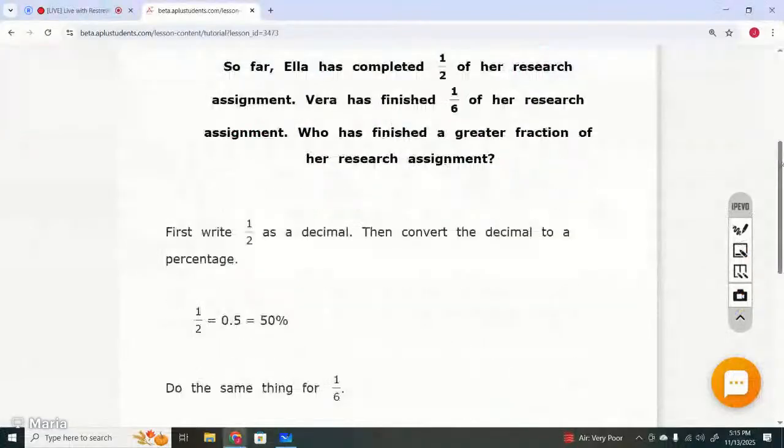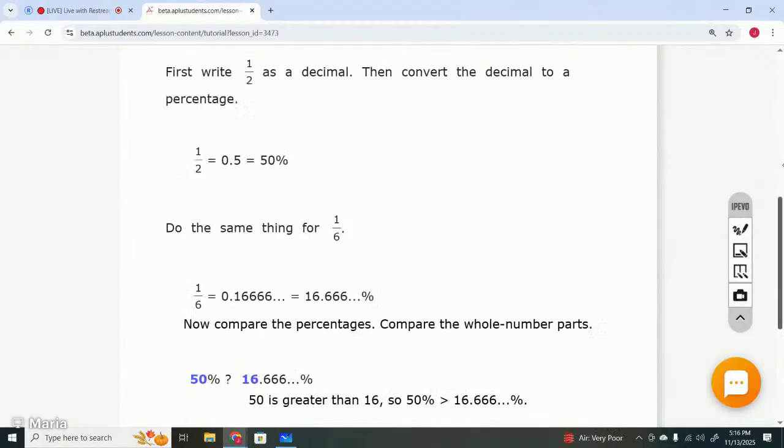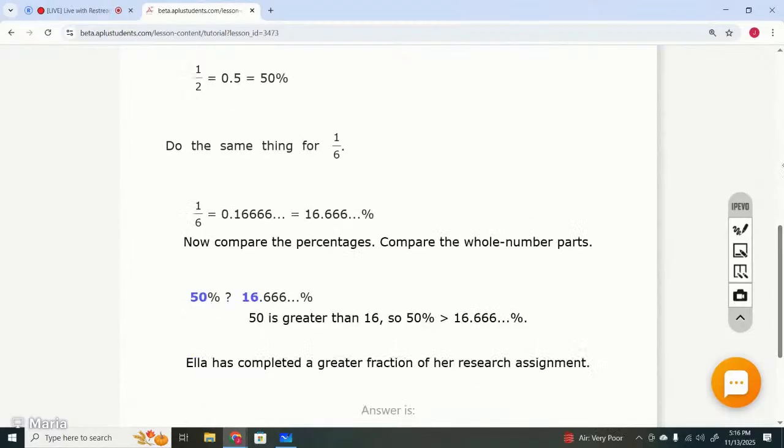So far Ella has completed half of her research assignment. Veera has finished one sixth of her research assignment. Who has finished a greater fraction of her research assignment? So write 1 by 2 as a decimal, then convert the decimal to a percentage. So 1 by 2 is equal to 50%. Then we have to convert 1 by 6 to a decimal. So 1 by 6 is equal to 16.66%. So 50% is greater than 16%. So that means Ella has completed a greater fraction of her assignment.